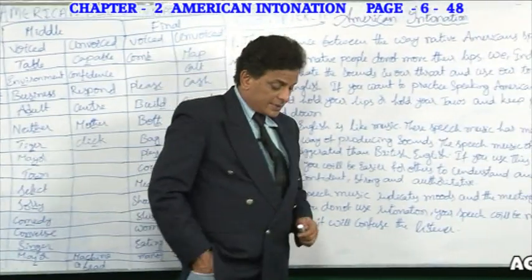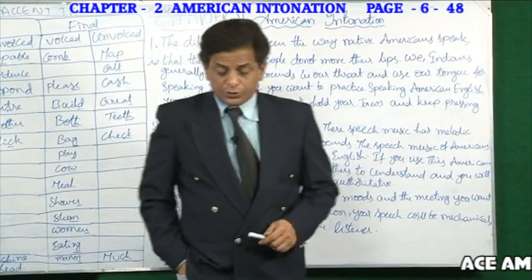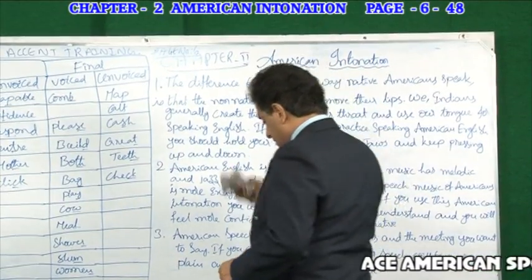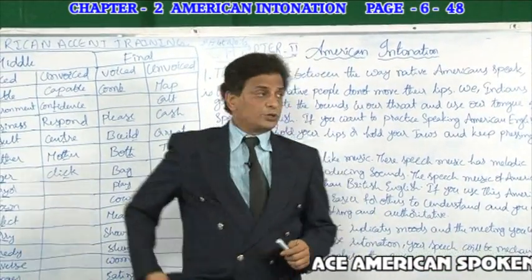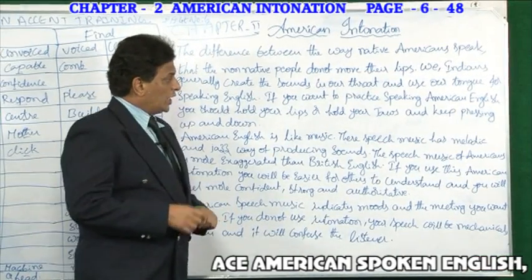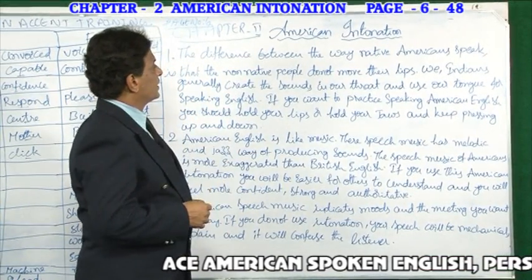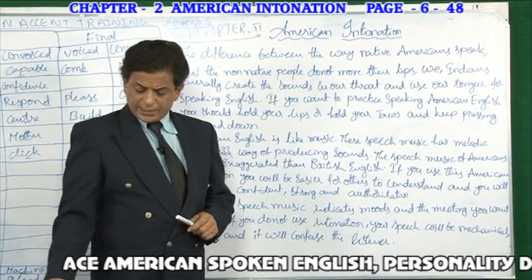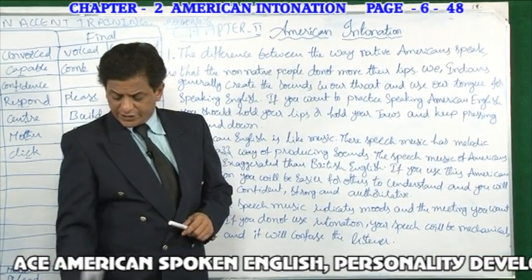So, my dear friends, now we are coming to chapter 2 in American accent training. Take your book, page number 6. What you see in chapter 2 is American intonation. What is intonation? The speech music. That's what we are given here.